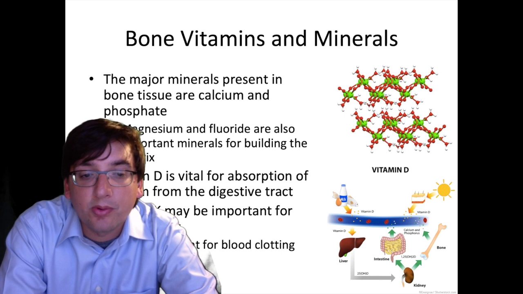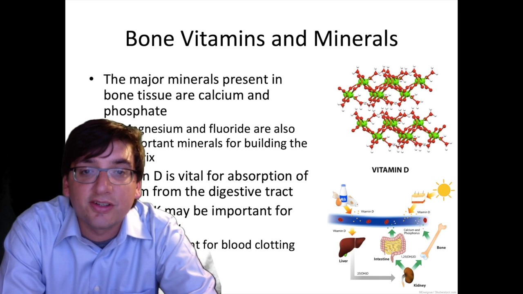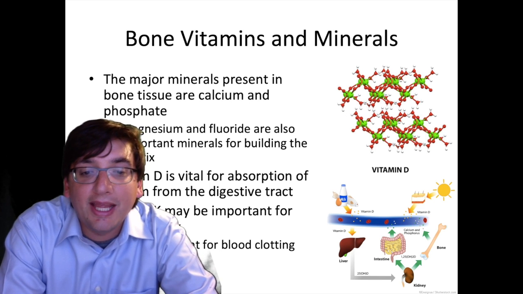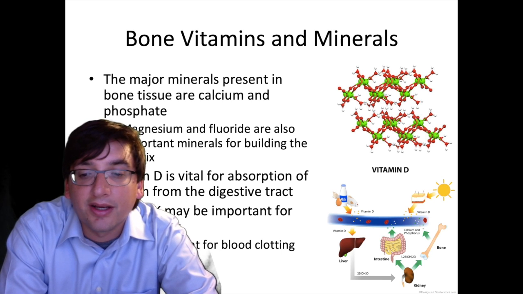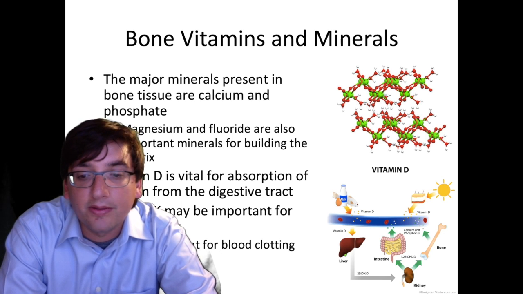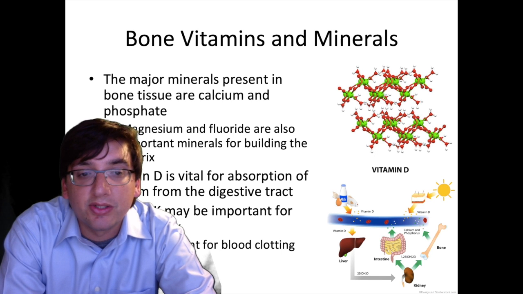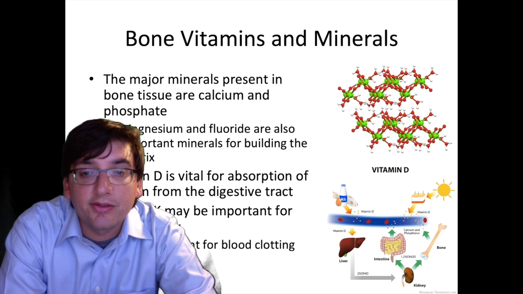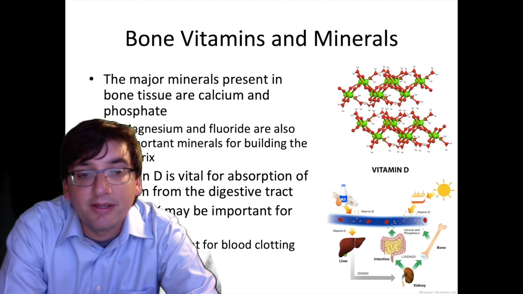Vitamin K is also important, especially for blood clotting, which I guess I should have covered in the previous section. But vitamin K can also be important potentially for bone density. It's not clear exactly how that would work, so we're not going to spend too much time on that. These are the main minerals and vitamins that we need in order to have healthy bones. Magnesium and fluoride you only need in trace amounts, but it doesn't hurt to get them. And then make sure you get enough calcium, phosphate, and then vitamin D to absorb the calcium.